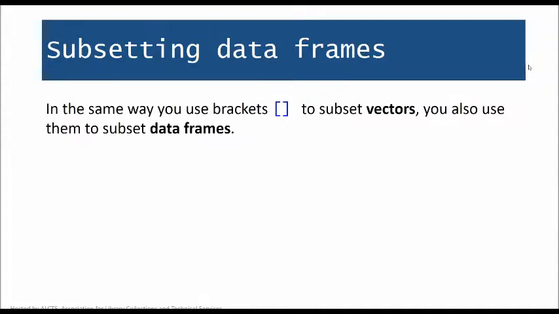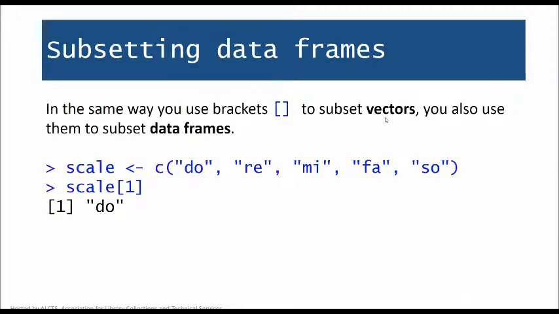Okay, I lied to you when I said that I wasn't going to show you how to do stuff in base R. I do want to talk about subsetting a data frame using brackets, which are part of base R, because it is valuable to know. But then we'll talk about how to do it in dplyr. So in the same way we used brackets to subset vectors in our first session, you can also use them to subset data frames. You remember last time we created a vector scale that was a combination of do, re, mi, fa, so, 5 elements.